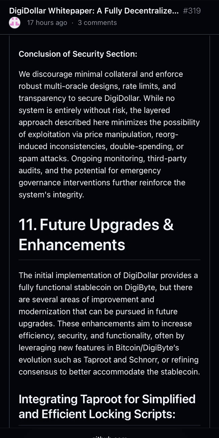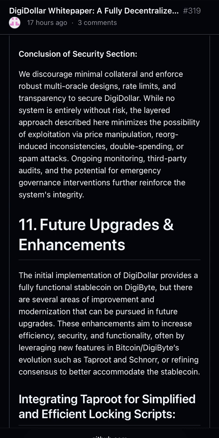Conclusion of security section. We discourage minimal collateral and enforce robust multi-Oracle designs, rate limits, and transparency to secure DigiDollar. While no system is entirely without risk, the layered approach described here minimizes the possibility of exploitation via price manipulation, reorg-induced inconsistencies, double spending, or spam attacks. Ongoing monitoring, third-party audits, and the potential for emergency governance interventions further reinforce the system's integrity.